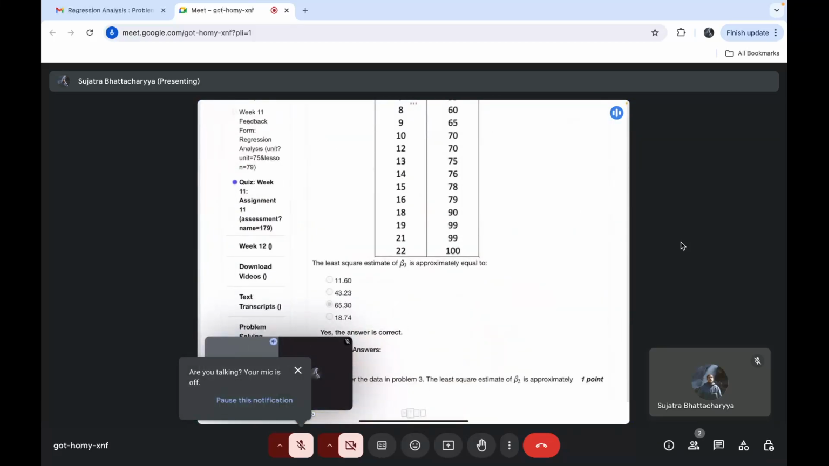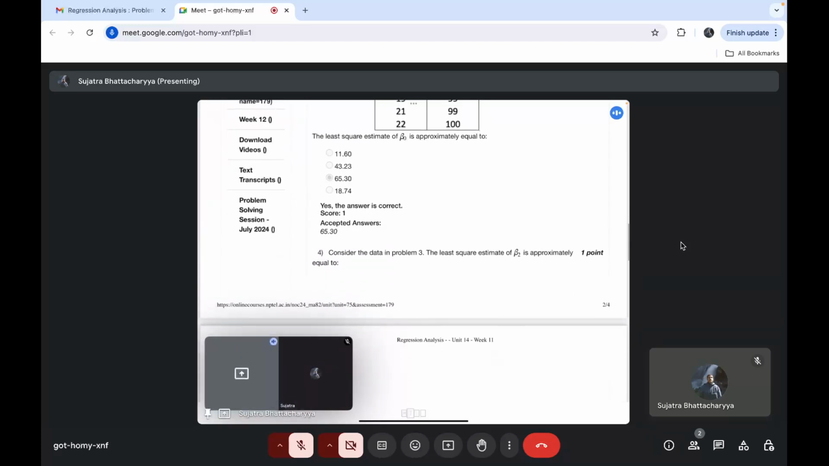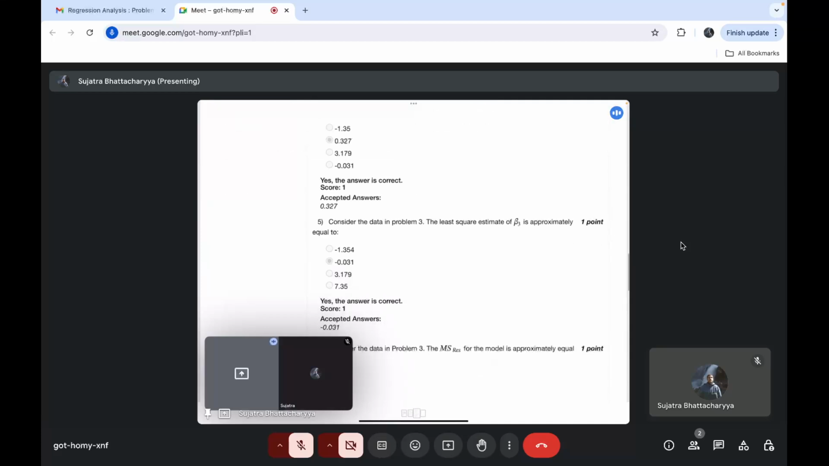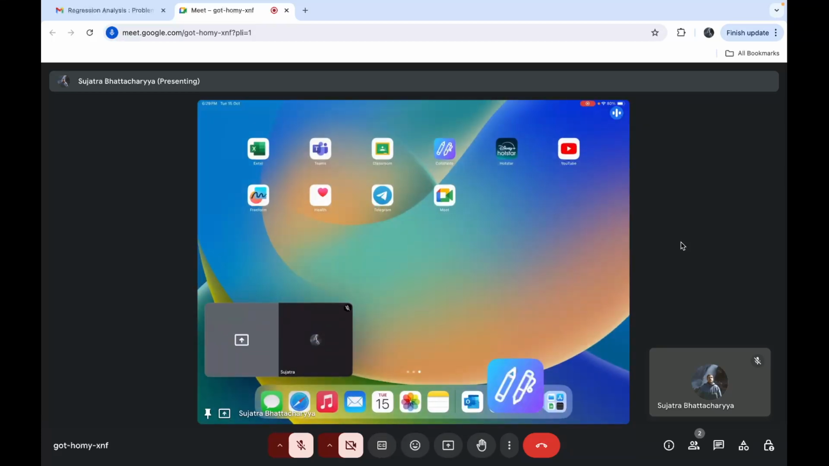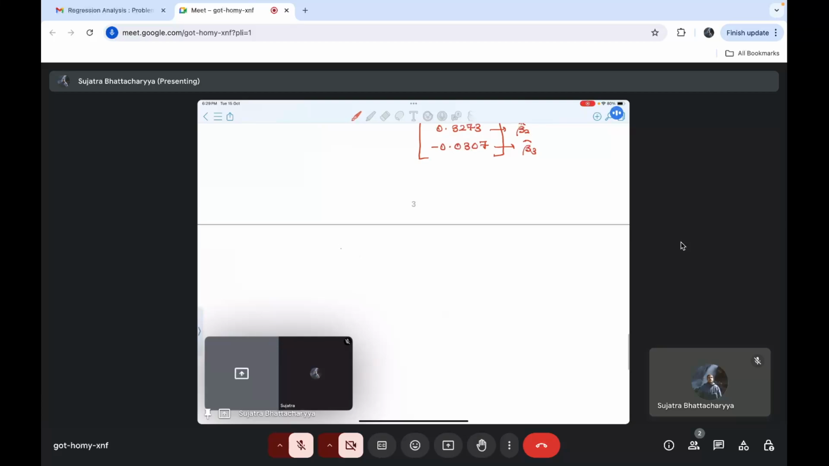Third question says that the least square estimate of beta naught is equal to, then the fourth question is beta 2, and the fifth question is beta 3. We have already answered this. So let me go here. Therefore, for the third one, it says, what is the estimate of beta naught? So it will be beta naught hat, which is 65.304. Let me write, we will check. Fourth is beta 2 hat. They have not asked about beta 1 hat. So this is 0.3273. And the fifth one is beta 3 hat, which is nothing but minus 0.03.